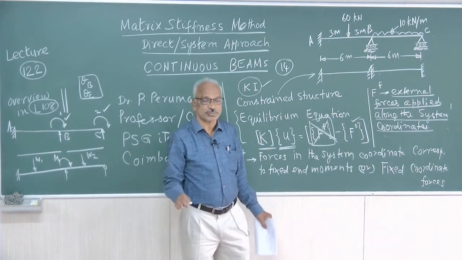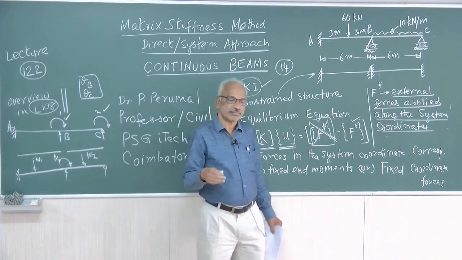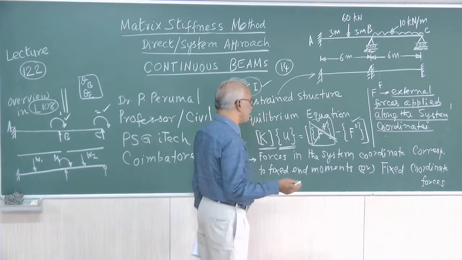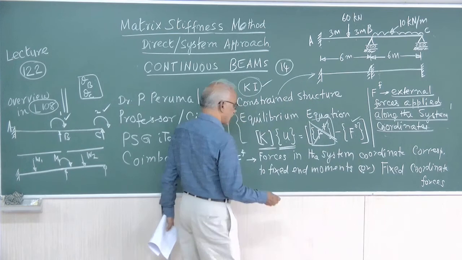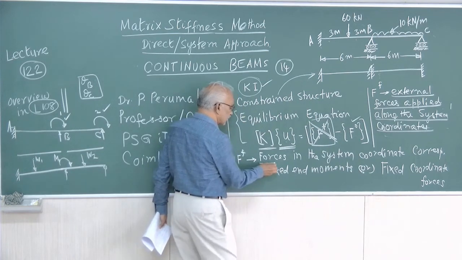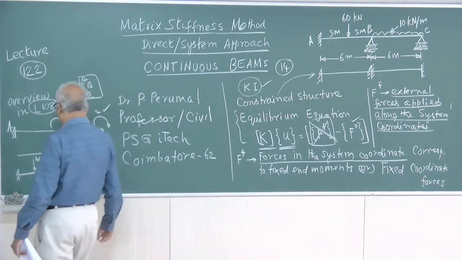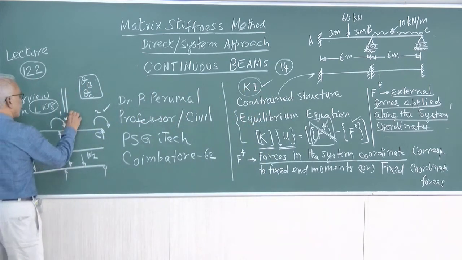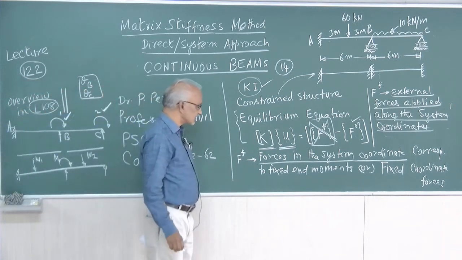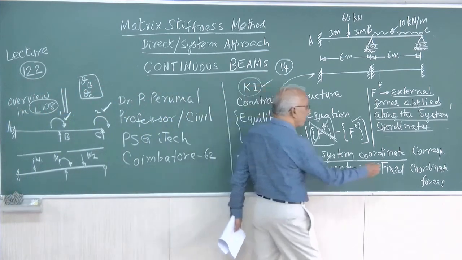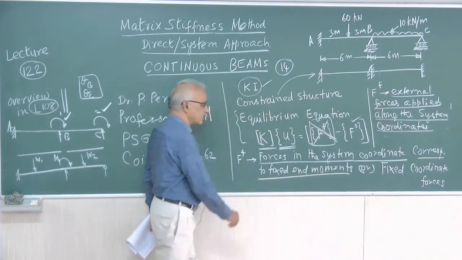One has to be very specific in these points, so that doing the problem will not be difficult. Right. Next is F naught. F naught are the forces in the system coordinates. We know this is system coordinate 1, this is system coordinate 2. Forces in the system coordinate corresponding to the fixed end moments.